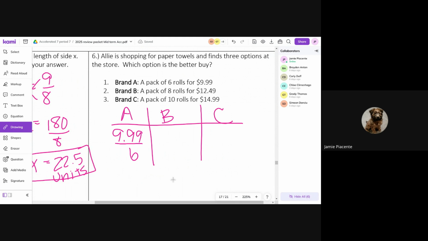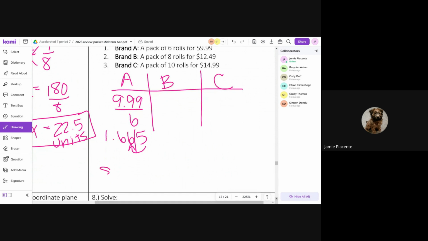Okay. So $9.99 divided by 6. Let's see what that is. That is 1.665. That's not money. Money has two numbers after the decimal place. So the 6 is going to round up to a 7. So this one is $1.67. This is A.